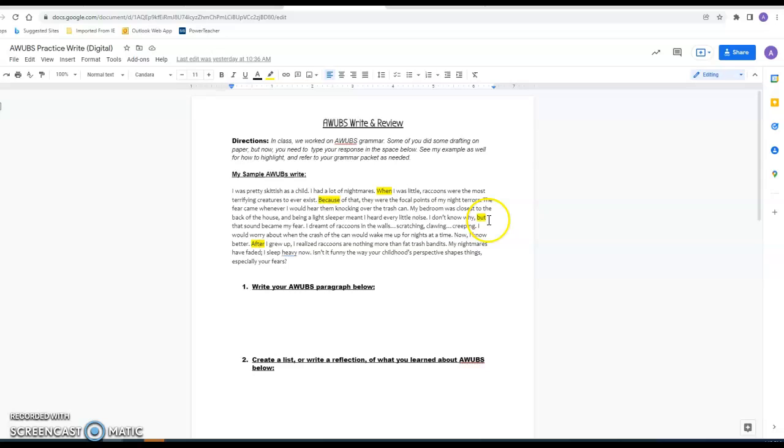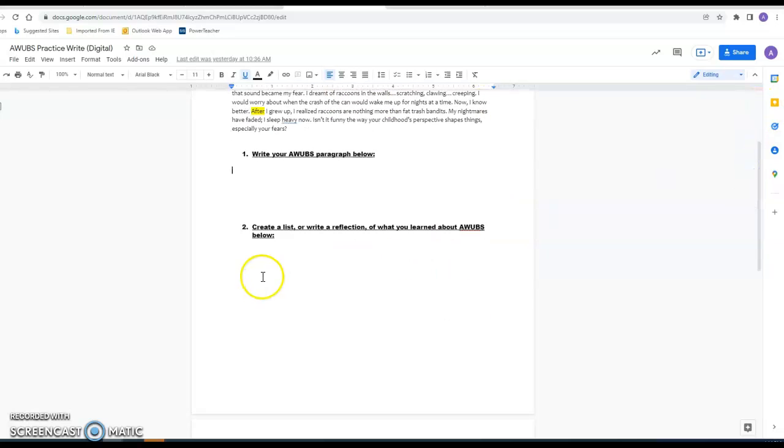I know how to use a fanboy, so some kids might know other grammar devices, and you're allowed to do that as well. If not, you should use 3 to 4 AWUBS total. And you're going to write your paragraph here, and you need to highlight the grammar that you use. The next thing you need to do is you need to create a bulleted list of things that you've learned from this video about AWUBS. So I learned AWUBS are a part of a dependent and independent clause. I learned that AWUBS need commas.